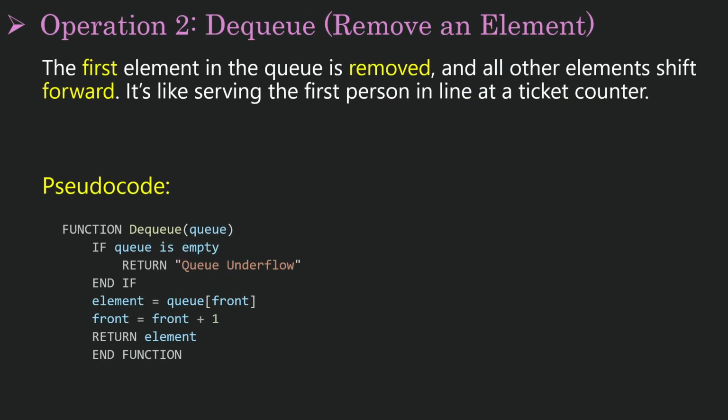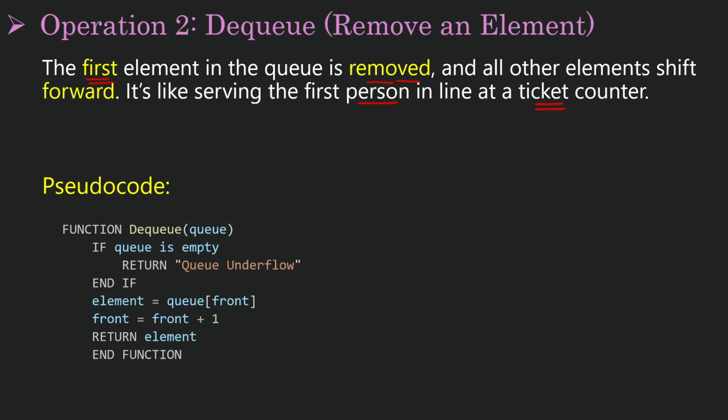Operation 2. Dequeue, remove an element. This operation removes and returns the element at the front of the queue. Explanation. The first element in the queue is removed, and all other elements shift forward. It's like serving the first person in line at a ticket counter.